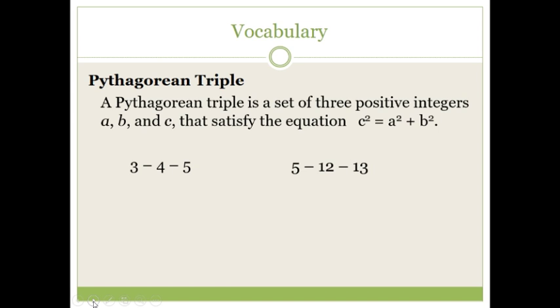Another Pythagorean triple is 5, 12, and 13, where 5 and 12 would be the legs of a right triangle and 13 is the hypotenuse. 7, 24, and 25 is another example, as well as 8, 15, and 17. These are called Pythagorean triples because 3 squared plus 4 squared would equal 5 squared in this example.